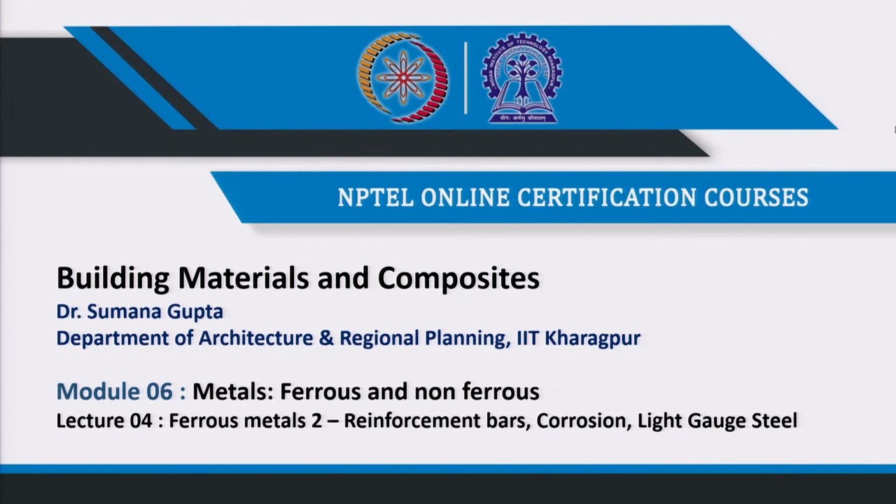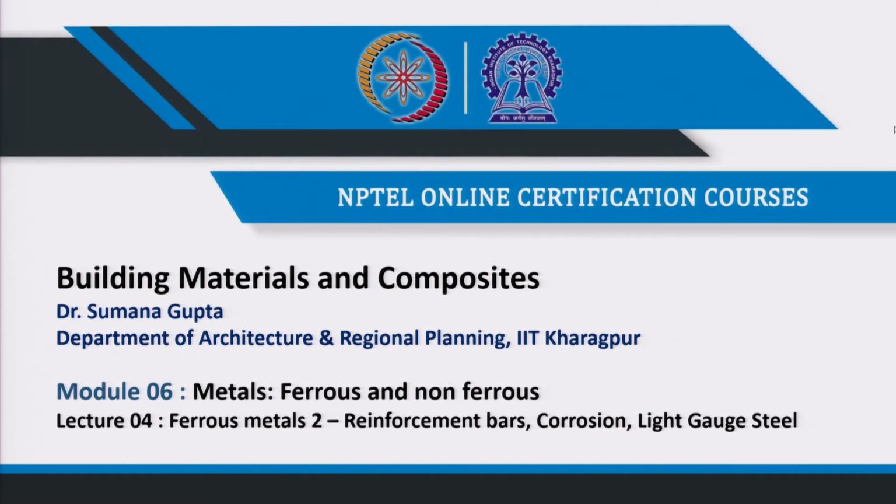In this lecture, lecture 4, as I told you in the previous lecture, we will discuss reinforcement bars, which we did not discuss at all in the previous lecture. We were discussing mostly rolled steel. Rolled steel is used independently, it can take tension, compression, etc., and it can itself act as a structural member. Coming to this particular lecture, we will discuss reinforcement bars, corrosion and light gauge steel.